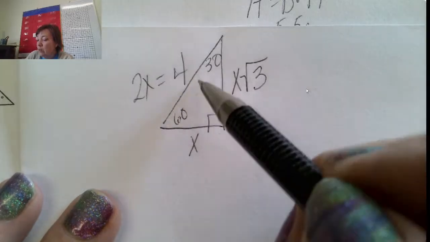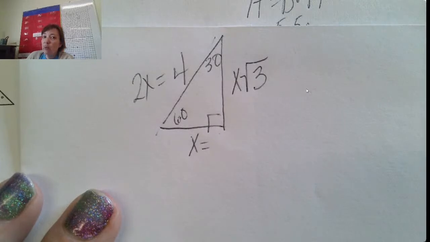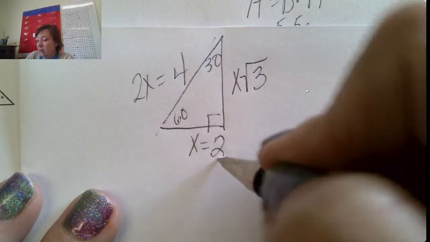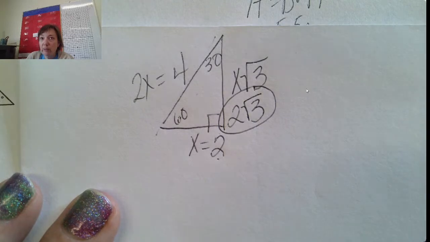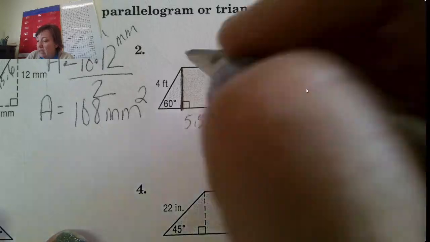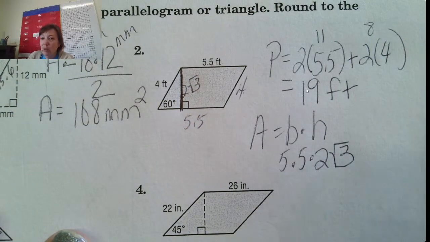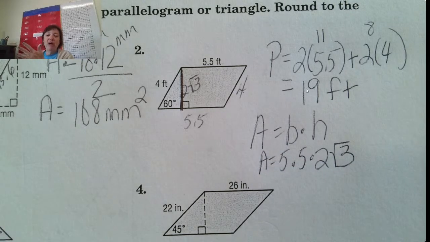So if we know that our long side is 4, then that means we can find our short side. So what would our short side be? 2. And if we know our short side, then we can find our medium side. It's 2 times the square root of 3. So that means that the height of our triangle is 2 times the square root of 3. And that's what gets plugged into our area formula. So we would just plug in our calculator, 5.5 times 2 square roots of 3, hit enter, and that's your answer.